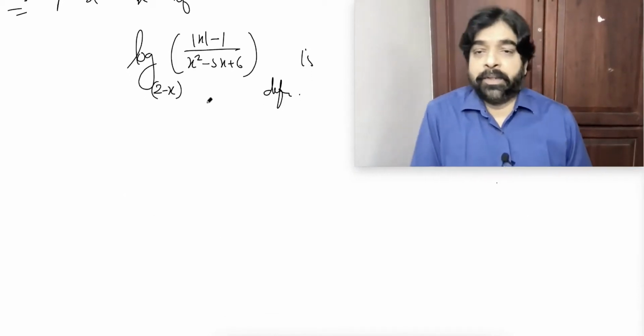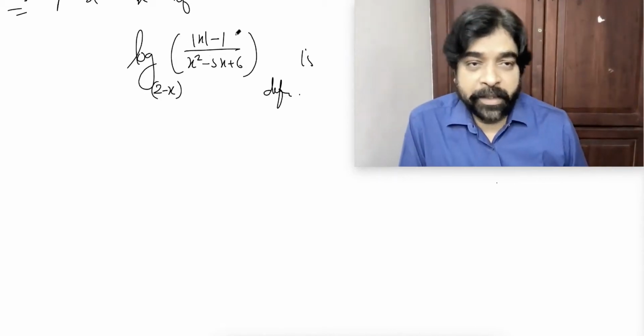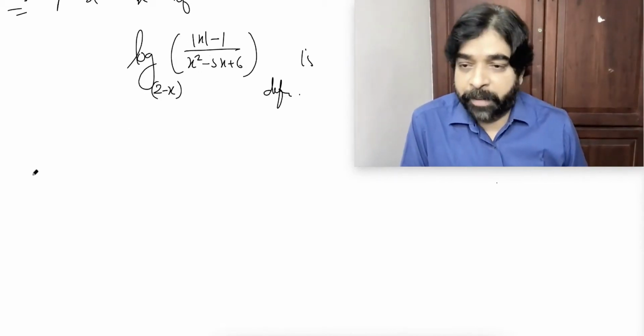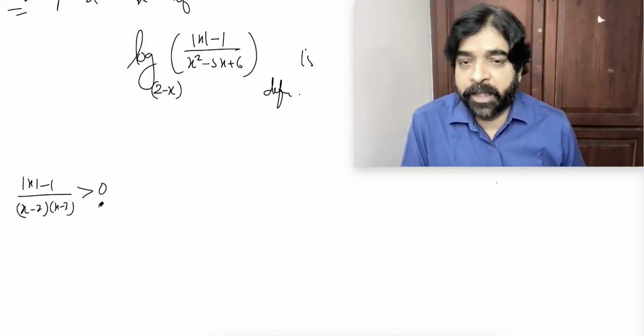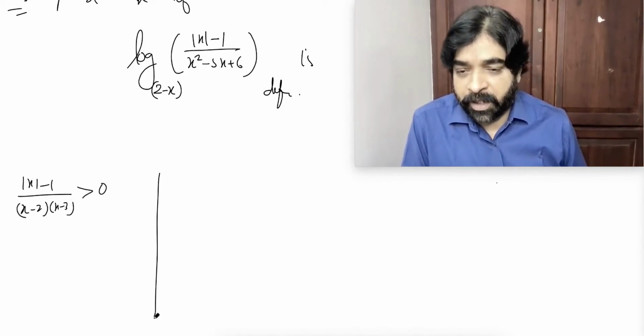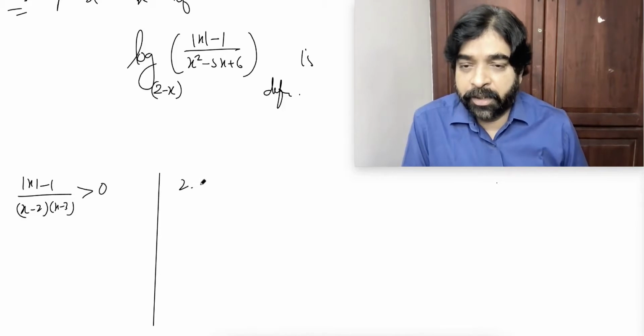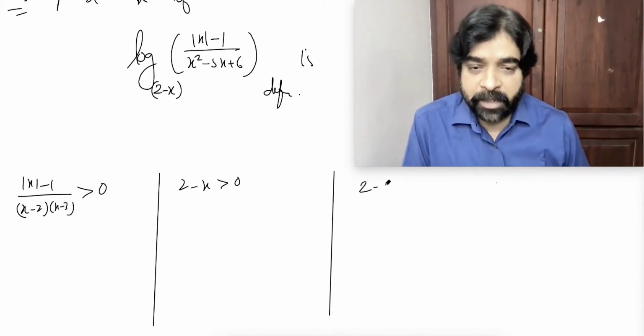Let me solve it. This is the log b base a condition. So this should be greater than 0. Mod x minus 1 by x square minus 5x plus 6. Directly I am writing x minus 2 into x minus 3 must be greater than 0. This is the first condition. Second condition, 2 minus x greater than 0. Third condition, 2 minus x not equal to 1.